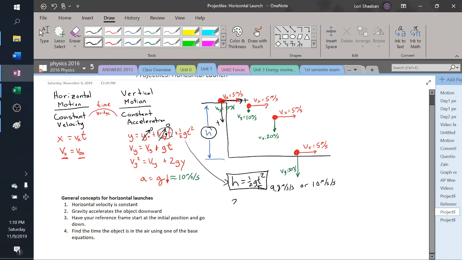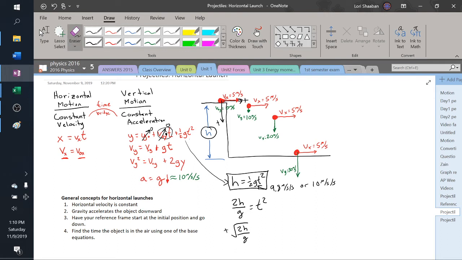multiply both sides by 2, divide both sides by g, and we get t squared. Take the square root of both sides. It's the plus or the minus, but we don't care about what happened in the past, so we're just going to look at this. So the time is the square root of 2 times the height divided by gravity. That's how long the object is in the air. Okay, that's what we were just talking about a minute ago.